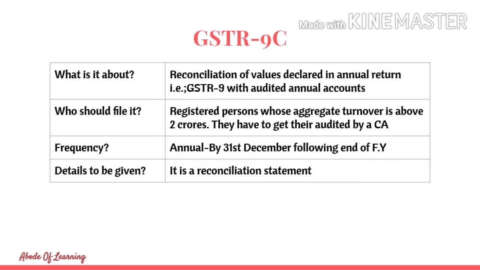And this return is basically a reconciliation of values which are declared in 9, that is GSTR 9, the annual return, and the audited financials or the audited annual accounts. So basically this is the reconciliation of these two, and this is a return that has to be filed annually by 31st December after the end of the financial year.